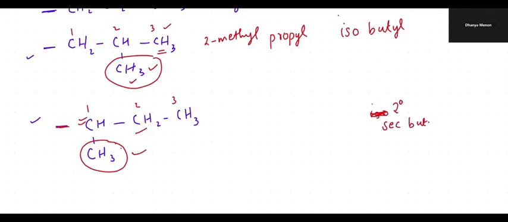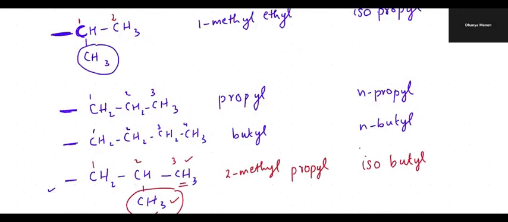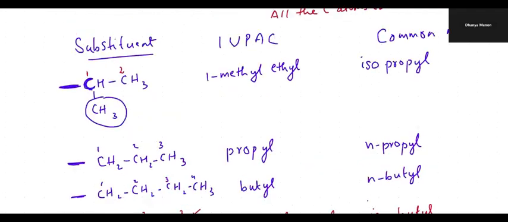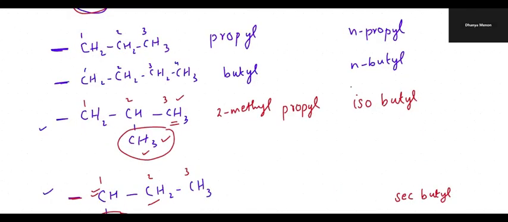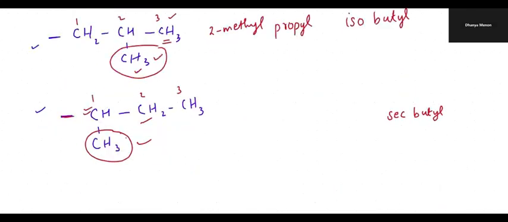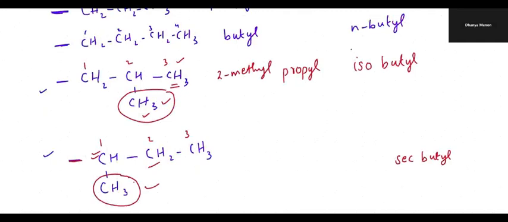I hope you understood. So you can take it like this. For smaller chains, if the carbon atom attached to the main chain directly has a methyl group, you call it iso. But for bigger chains, from butyl onwards, you can consider it like this. The carbon atom should have 2 methyl groups, one in the branching and one in the main chain. Then you call it iso. And then we call it secondary butyl.